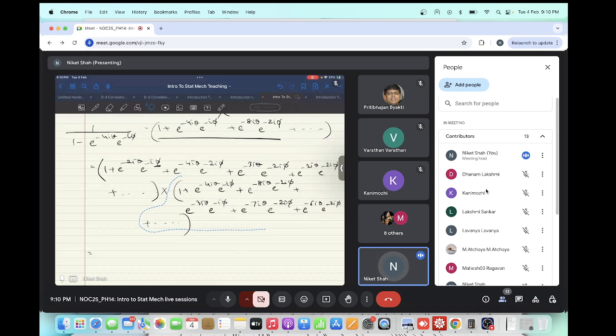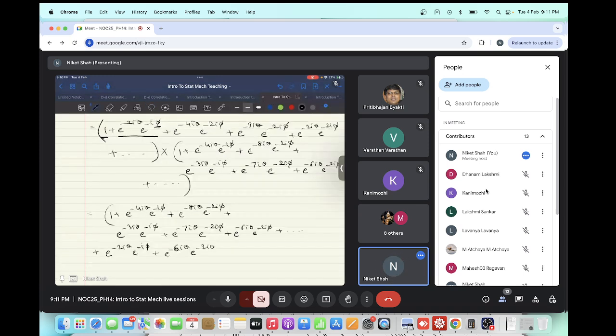So e raised to power minus 2 I theta e raised to power minus I phi plus e raised to power minus 6 I theta e raised to power minus 2 I phi plus e raised to power. The next term gives me 3 I phi, so I don't write that. Next gives me, yes, minus 5 I theta e to power minus 2 I phi. So I write this down. The next term gives me 3 I phi and 3 I phi, so I'm not writing them.